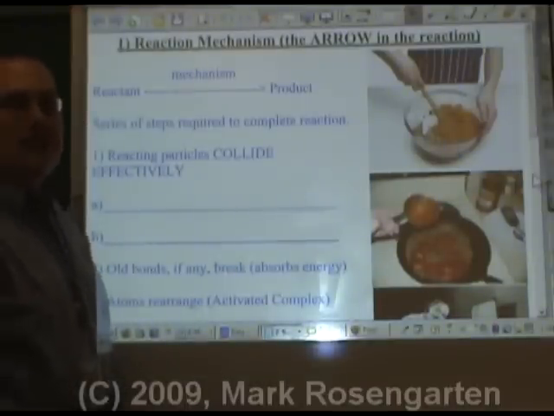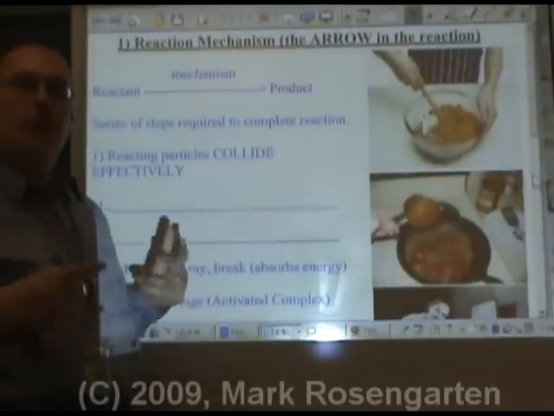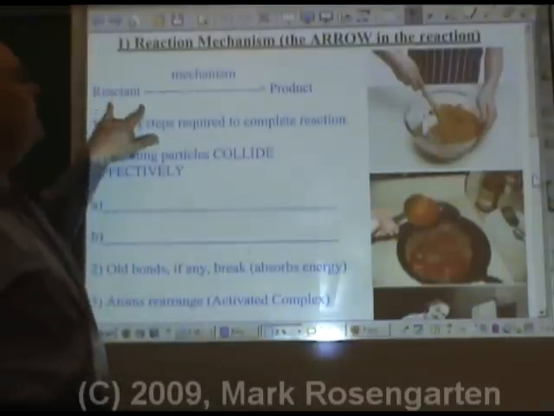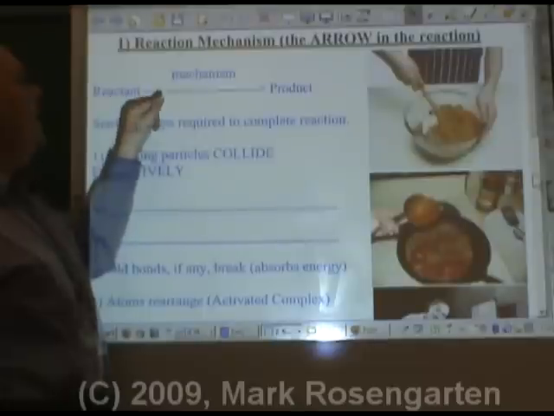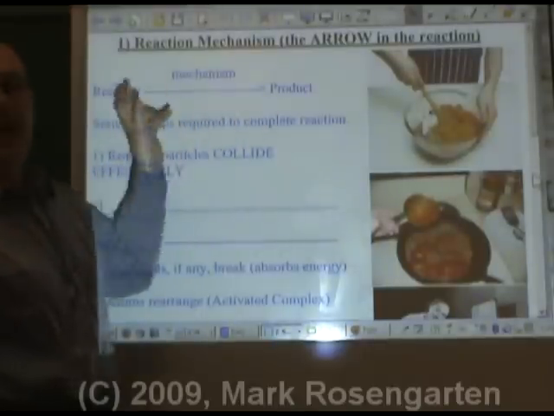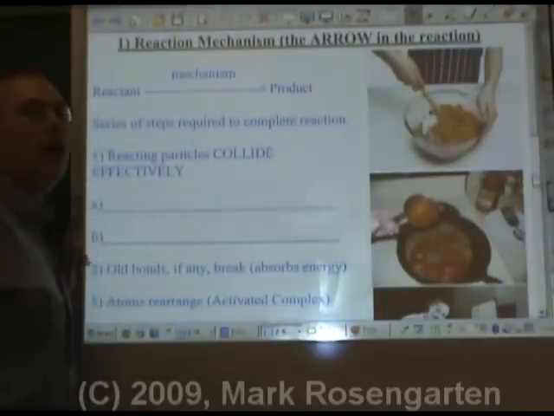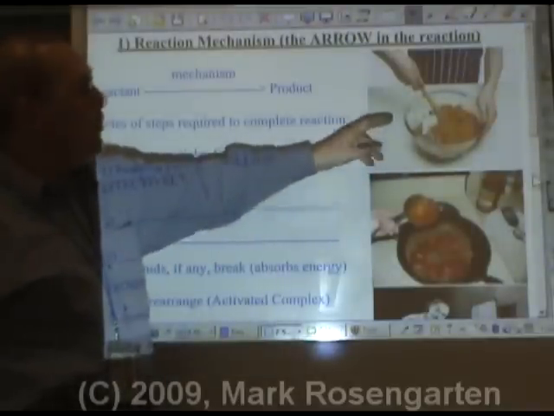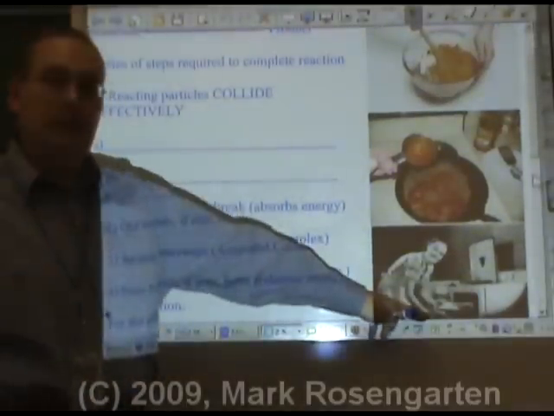If you're cooking from a recipe, then the arrow represents all the steps that you do to your ingredients over the course of the recipe. You have your ingredients list, you have what you're going to finally make, makes four servings, and these are the directions on how you get from one to the other. So the mechanism is the series of steps that are required to complete the reaction, to take your ingredients and go through some kind of process until you get your finished product.